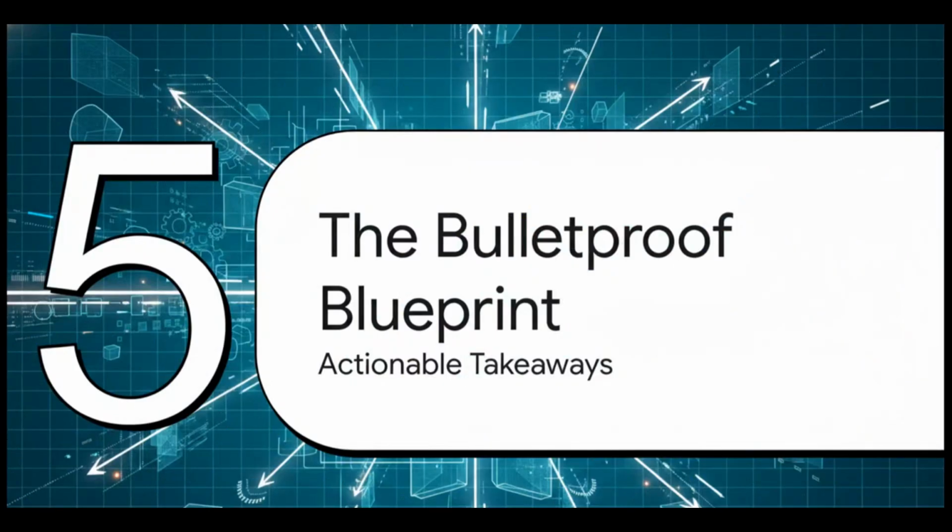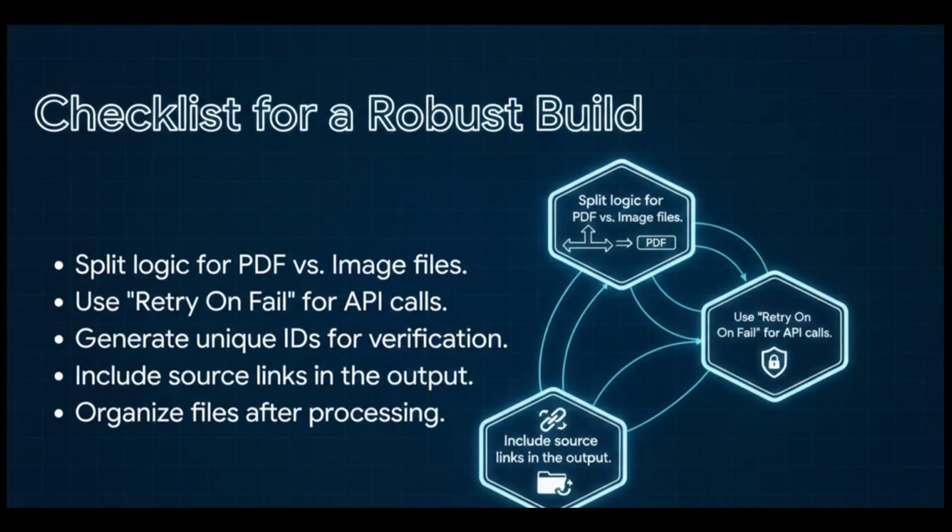All right, so we've broken down the whole strategy. Now let's assemble all those pieces into one final, actionable blueprint that you can apply to your own content. This is pretty much the checklist for building a truly robust workflow. These little details, handling different file types, retrying failed API calls, adding verification links, these are the things that separate a fragile demo from a professional-grade tool.